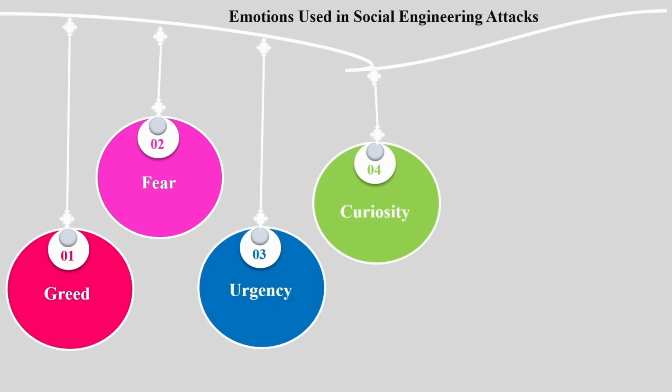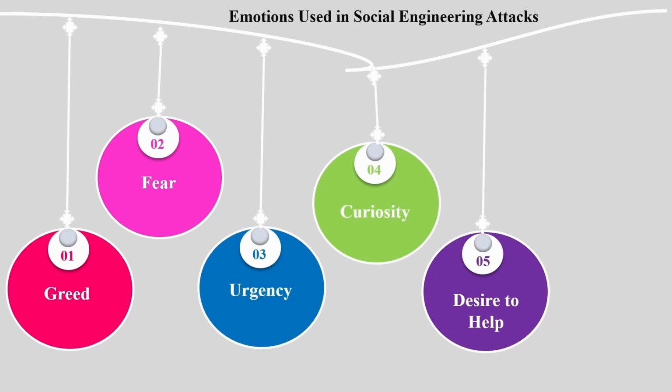Let's see the next emotion, that is desire to help or helpfulness. Being helpful can be an asset on many occasions. However, willingness to help others can be used against a person during a malicious social engineering attack. So don't just blindly help other people.